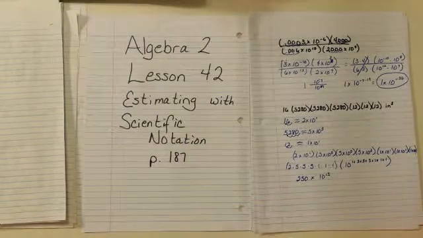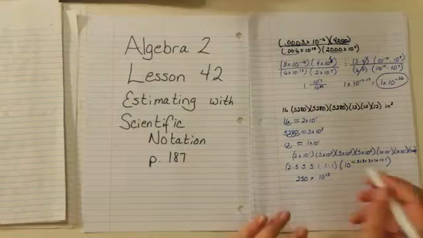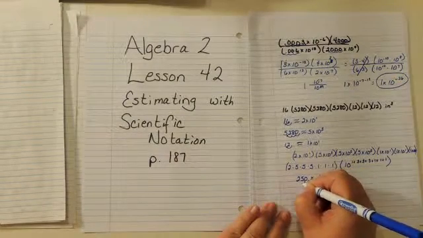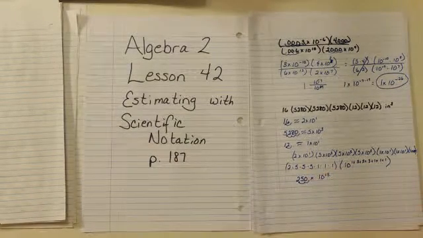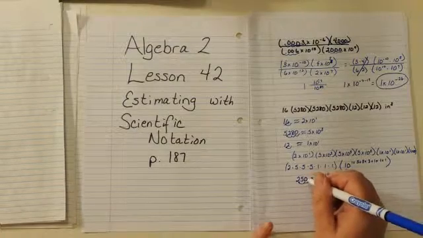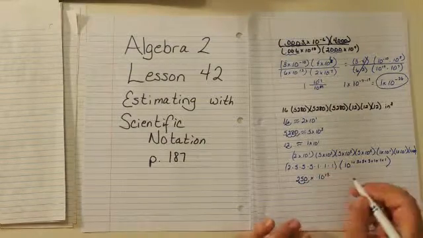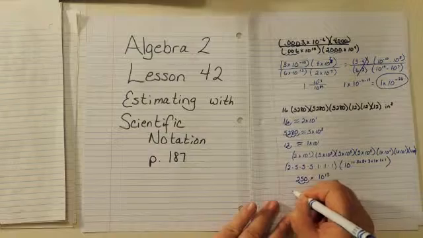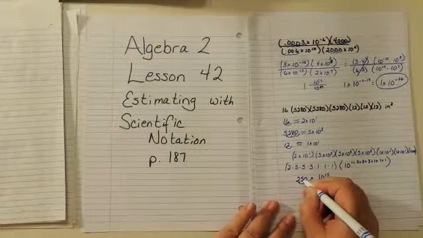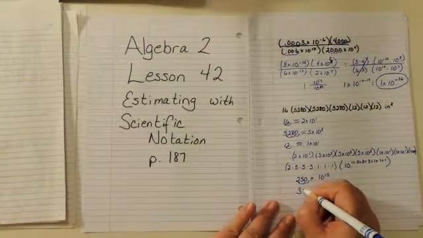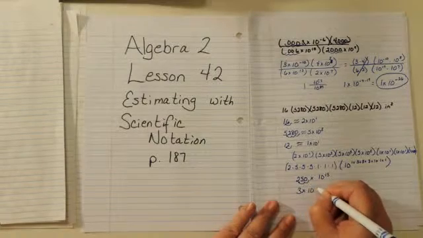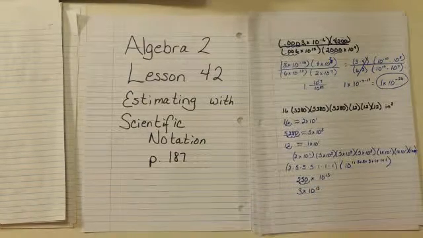Alright, so we have 250 times 10 to the 13. We're going to put this back into correct scientific notation form, and once again we're going to round this so it's to 1 digit. So this is going to equal approximately, the 5 turns the 2 into a 3, 3 times 10 to the 15.